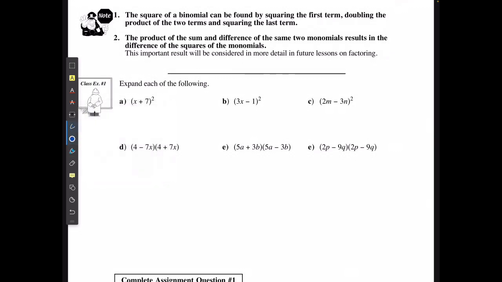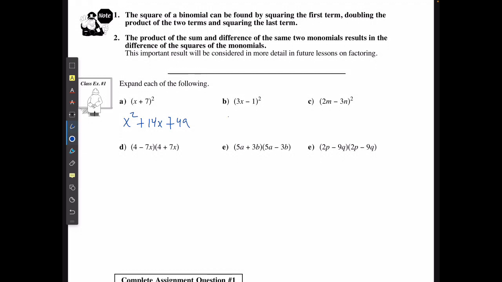If I have x plus 7 squared, that's going to be the first term squared. Then the first term times the second term, x times 7 times 2, which would give me 14x. And then the last term squared, 7 times 7 gives me 49. I can do the same thing for example B.